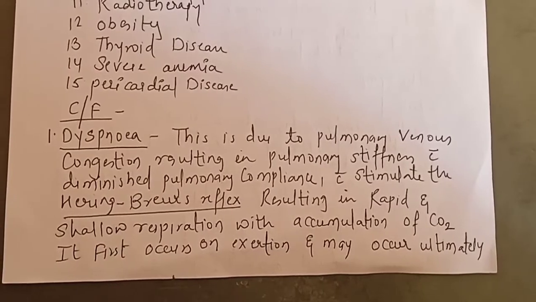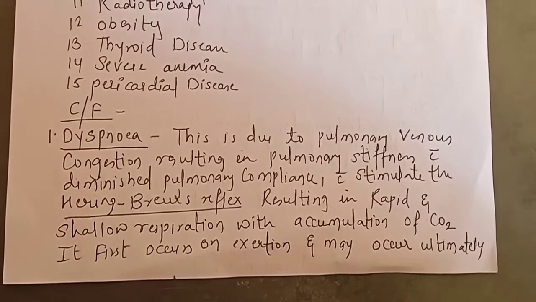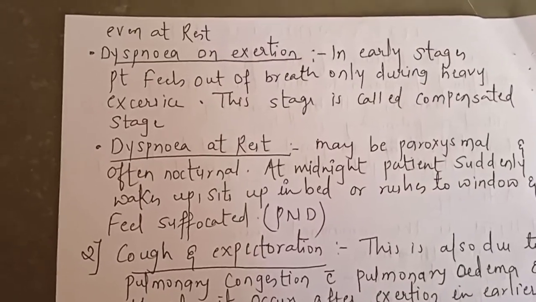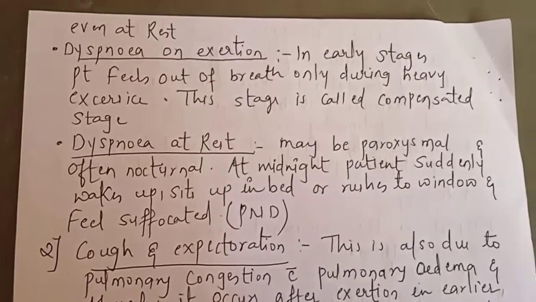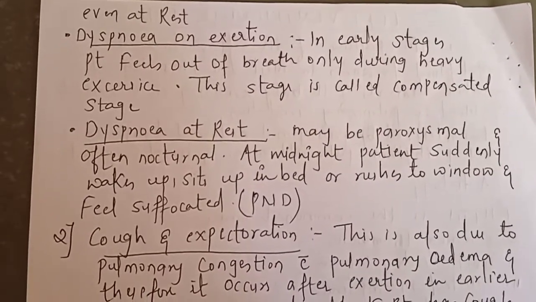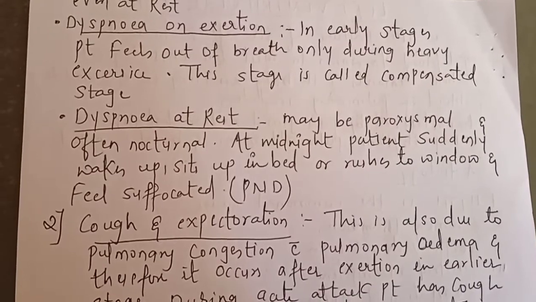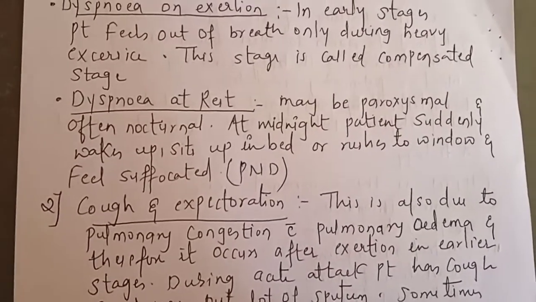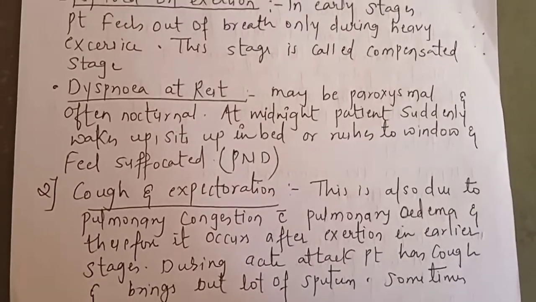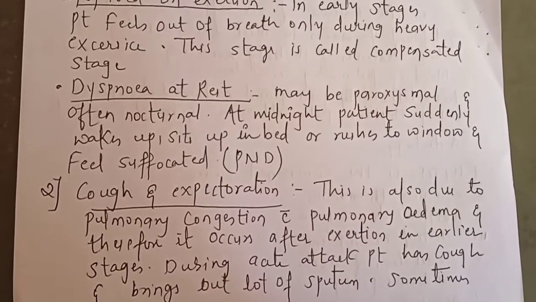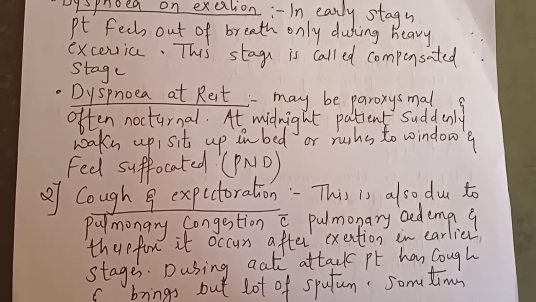It first occurs on exertion, means it first occurs only after exertion, after overworking, after exercise, and then ultimately it will occur even at rest. Dyspnea on exertion, in early stages patient feels out of breath only during heavy exercise. This stage is called compensated stage. Dyspnea at rest may be paroxysmal and often nocturnal. At midnight, patient suddenly wakes up, sits up in bed, or rushes to window and feels suffocated. So the patient will be gasping for air at night, opening the window for fresh air to come in.